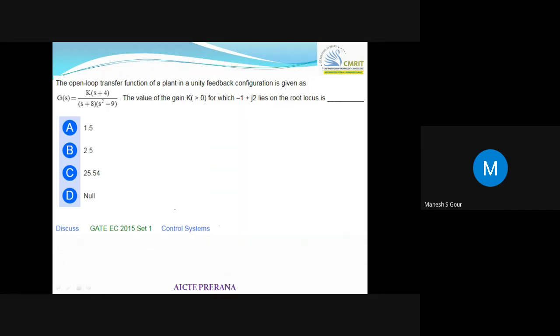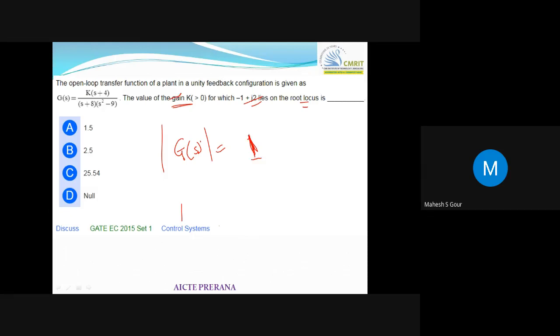Okay, this is a bit tricky. Here, what is given is that they want the value of k for -1 plus j2 to lie on the root locus. In order to lie on the root locus, your open loop magnitude must be equal to 1. This you will study in the Nyquist plot, why it should be taken as 1. In the Nyquist plot, I'll explain why.